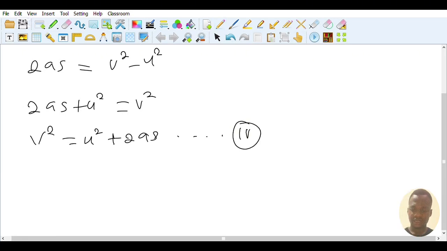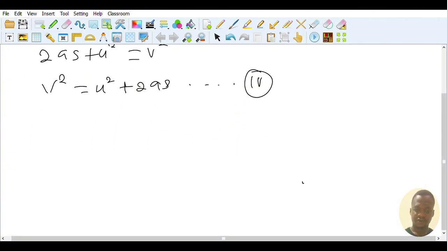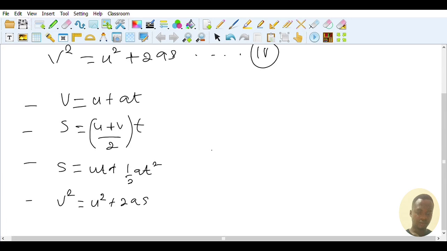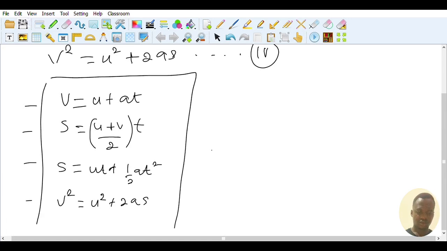So in essence, the 4 equations of motion are what you're supposed to know, whether you know the derivations or not. You're supposed to have these 4 equations at your fingertips. It's not every time you want to use them that you derive them. You can learn the derivation, but you need to memorize these 4 equations.